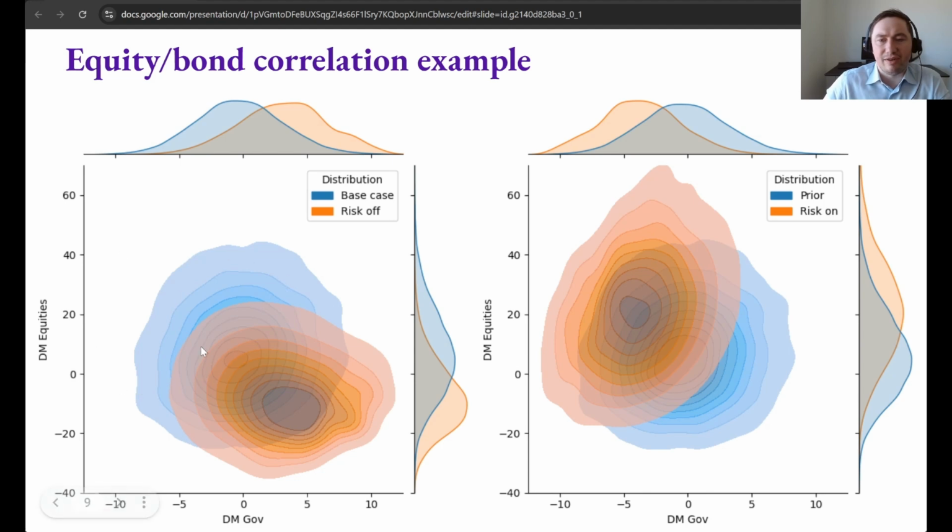So you can see you have this base case, that's the blue curve, and then you have these different risk on and risk off scenarios, and you can see how the correlation changes. In the risk off scenario the correlation is negative, while the return on the bonds is positive and the return on equity is negative. And then in the risk on scenario we implement something where the correlation is positive and the return is negative for these government bonds.